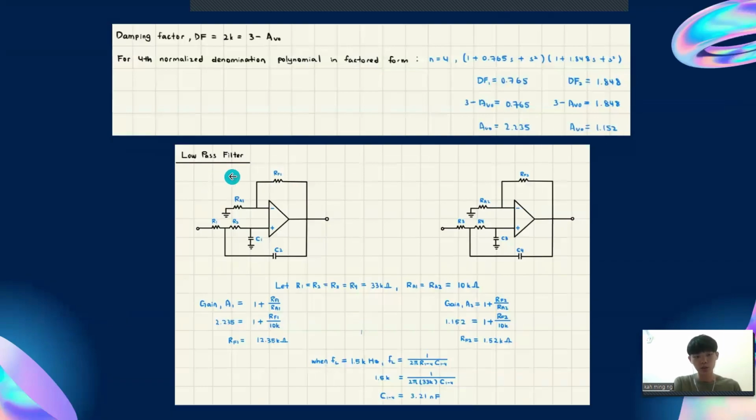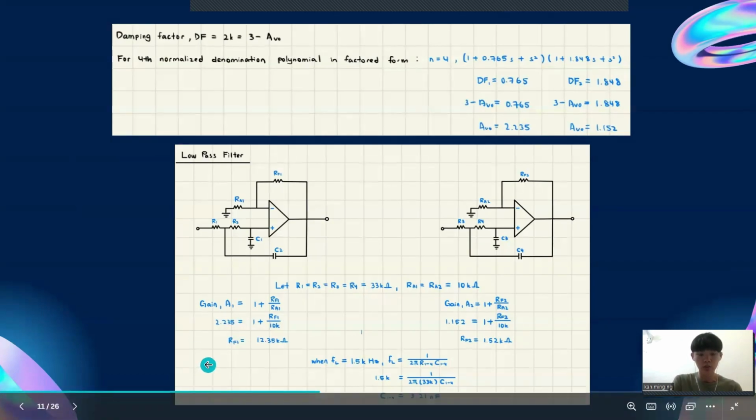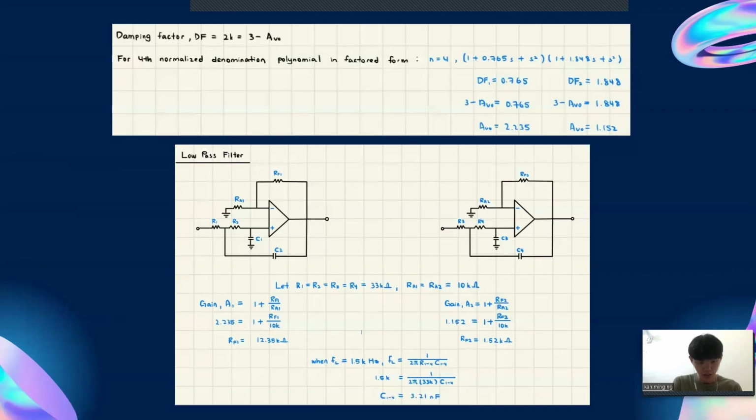So for the low pass filter, we will assume all the resistance will be the same, which is 33 kilo ohm, and the RA1 and RA2 will have the same value, which is 10 kilo ohm. To calculate the RF value for both filters, we will use the formula of a non-inverting amplifier, which is 1 plus RF divided by RA. After we sub all the values into the formula, we get the RF1 value is 12.35 kilo ohm, and the RF2 will be 1.52 kilo ohm.